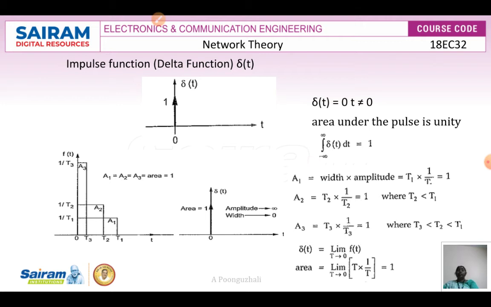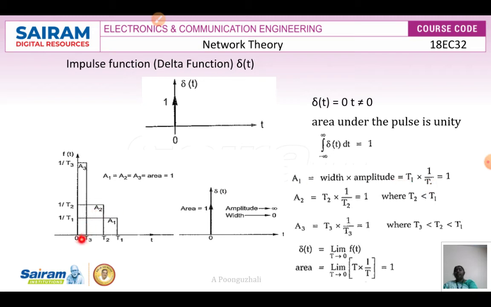Now, how I am going to take this: first, I am going to take the first function, which is your T1 function. In the T1 function, the width is going to be T1 and the height, that is the amplitude, is going to be 1 by T1. So if I multiply for area, T1 into 1 by T1, it is going to be just 1. So we write A1 is nothing but the width into amplitude, which is T1 into 1 by T1, so we write it as 1.